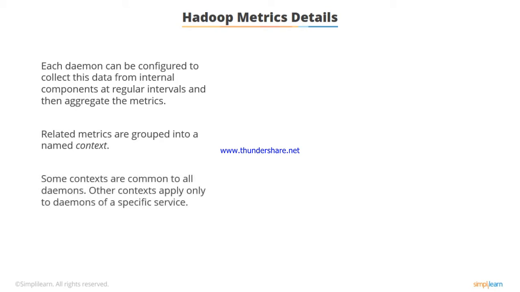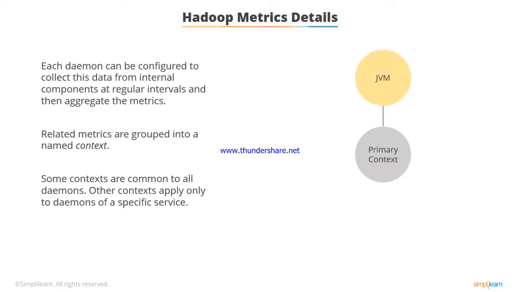Some contexts, such as information about the JVM and RPC operations performed, are common to all daemons. Other contexts apply only to daemons of a specific service, such as HDFS metrics, that come from only the name node and data nodes. All contexts are useful and necessary when monitoring for health, understanding performance, and diagnosing problems with a cluster. The four primary contexts are as follows.